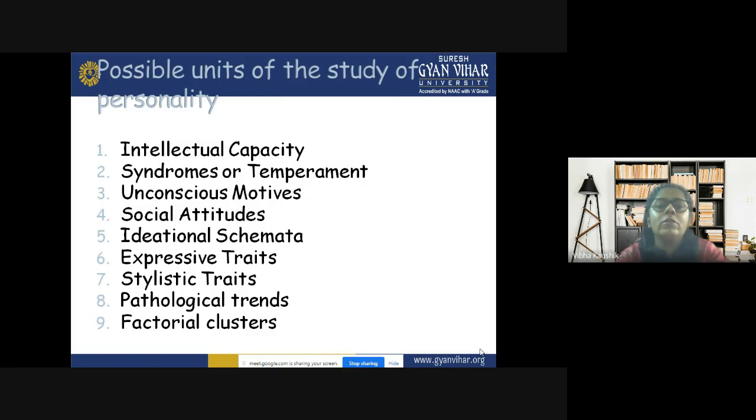Possible units of the study of personality. The first one is intellectual capacity. The second one is syndromes or temperament. The third one is unconscious motives. The fourth one is social attitudes. The fifth one is ideational schemata. Sixth one is expressive traits. Seventh one is stylistic traits. Eighth one is pathological trends. And the ninth one is factorial clusters.